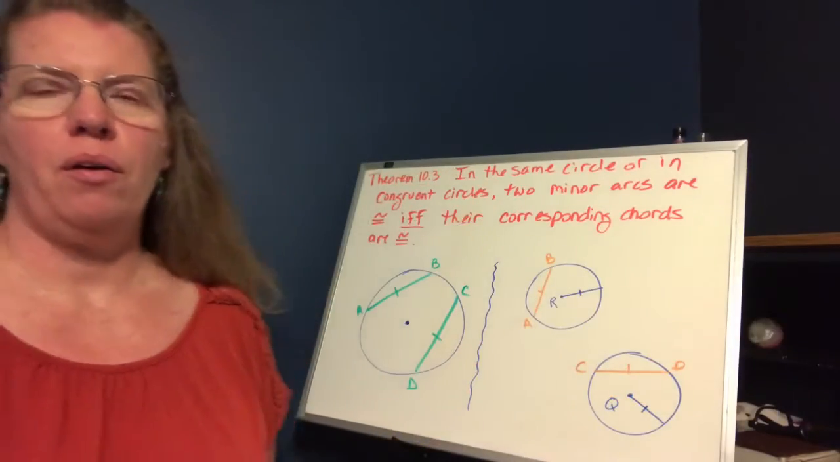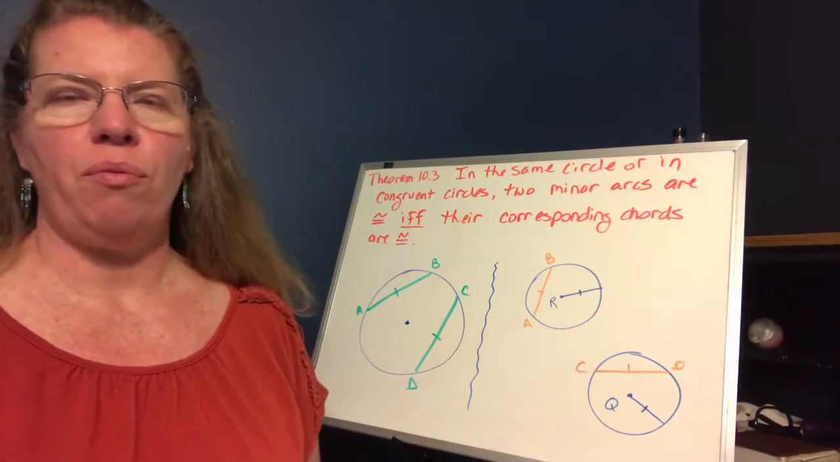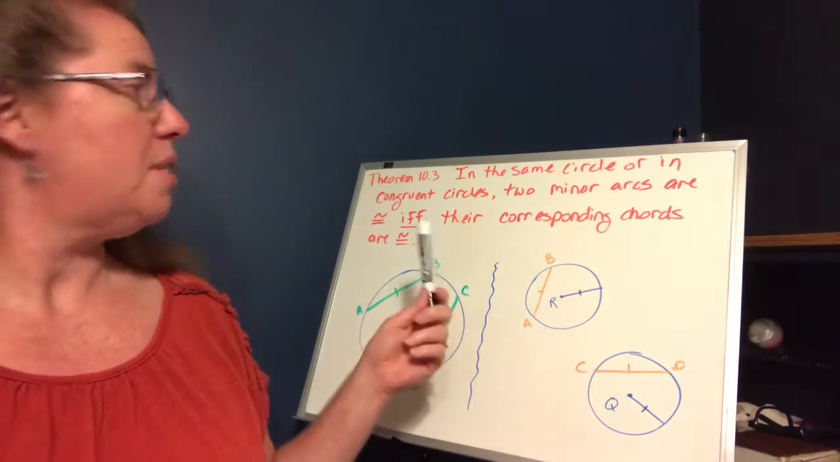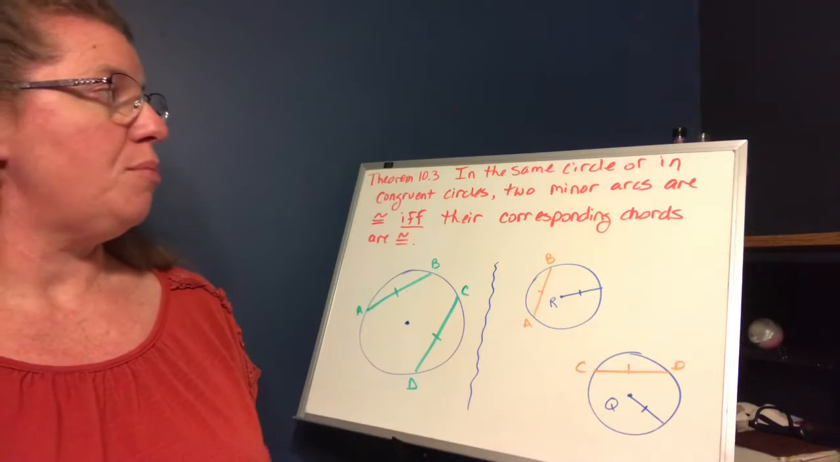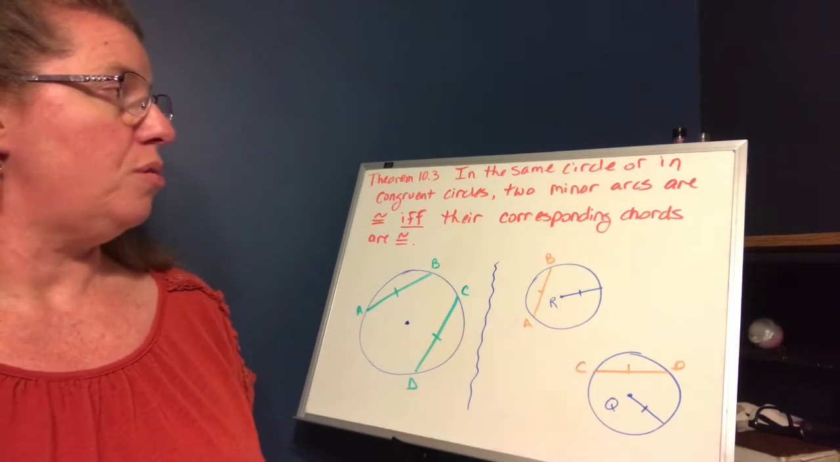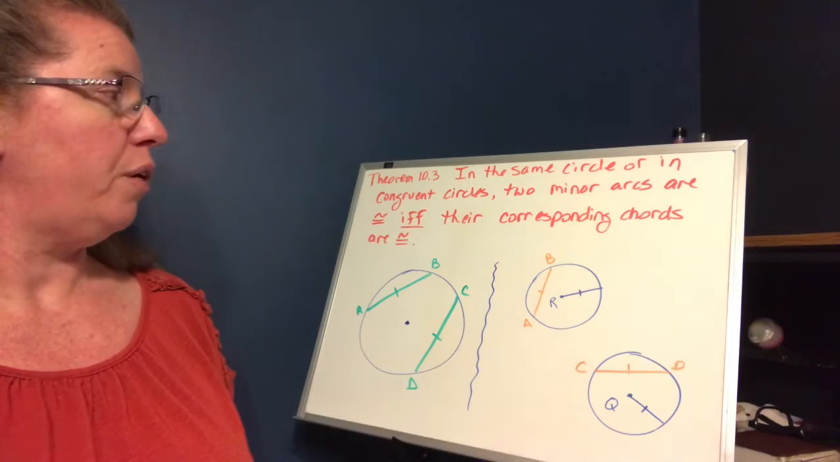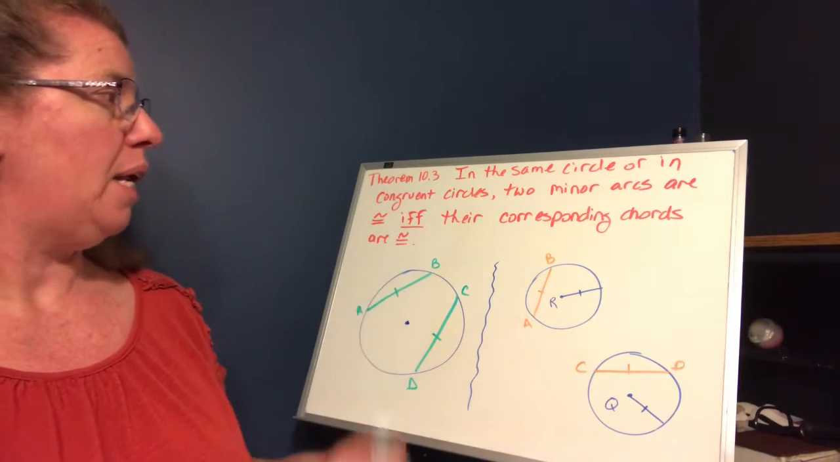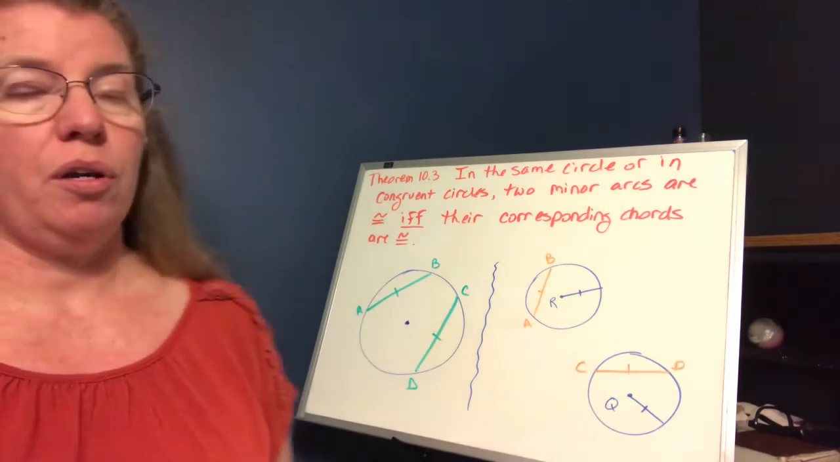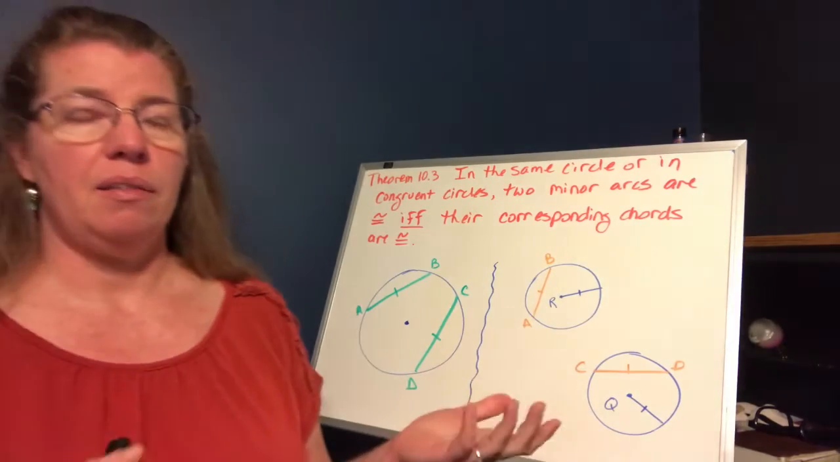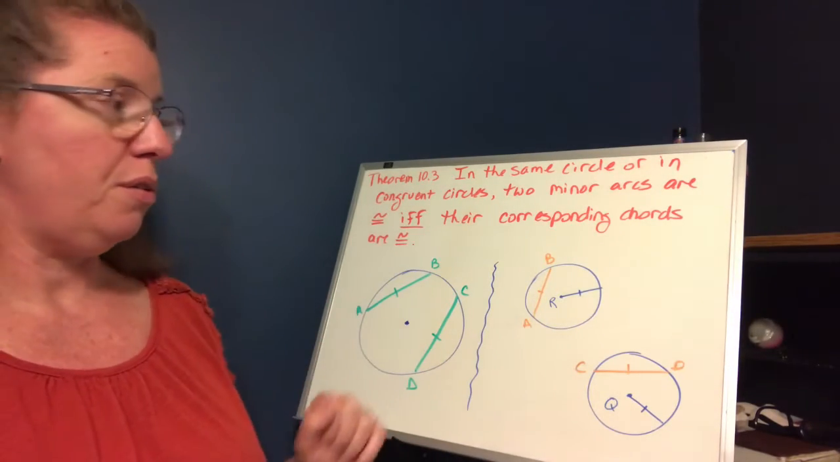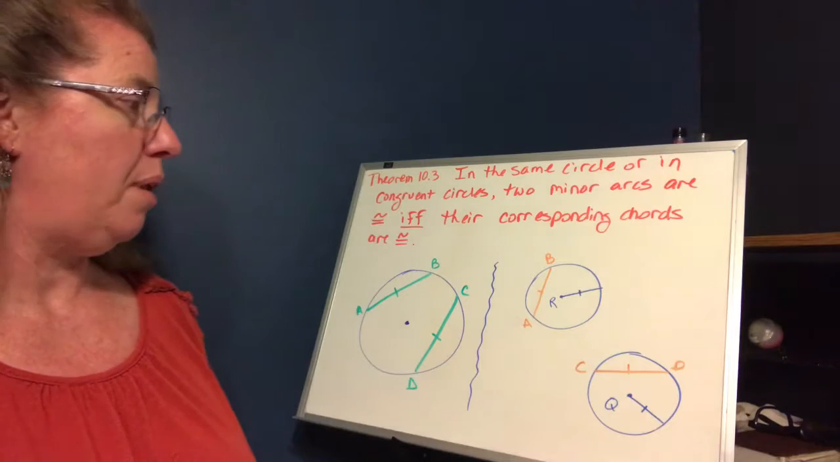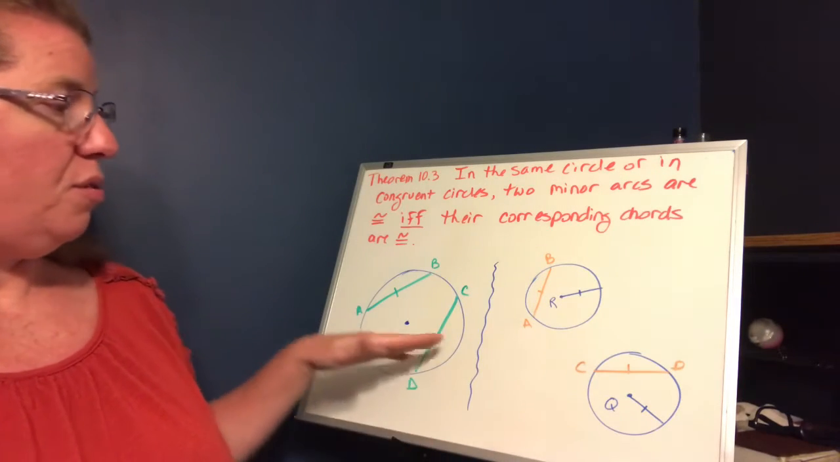All right, welcome back. Let's look at theorem 10.3, the first one from this section. It says, in the same circle or in congruent circles, two minor arcs are congruent if and only if their corresponding chords are congruent. So that means that this is a statement and its converse put together. It's our biconditional statement. And what it says is, these are the two cases.